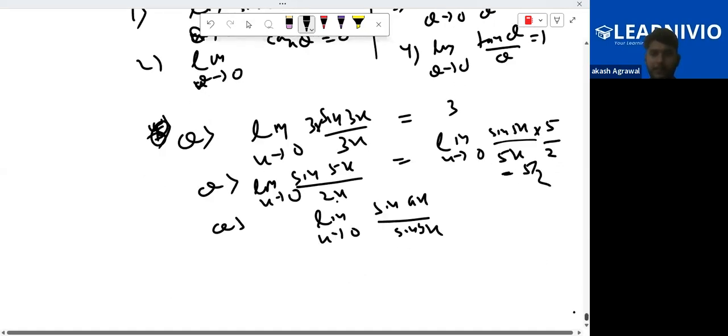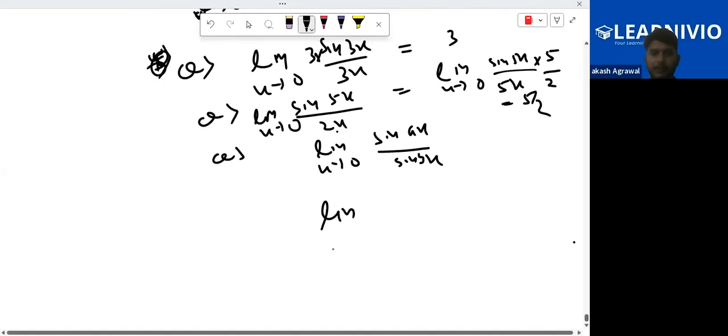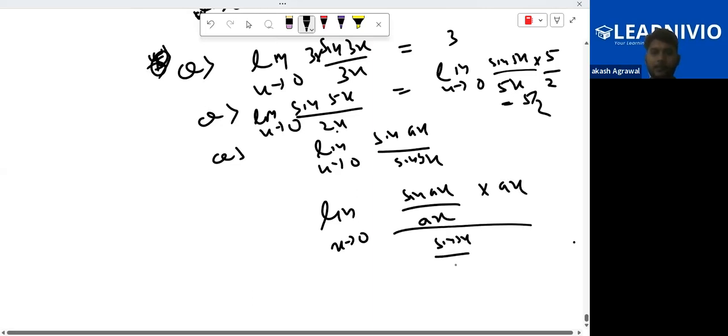Okay. In here we can divide by ax and bx. Sine ax by ax. So multiply and divide by ax. Sine bx. So multiply and divide by bx. This becomes 1. This becomes 1. X and x is gone. So a by b is the answer. Okay, everyone?